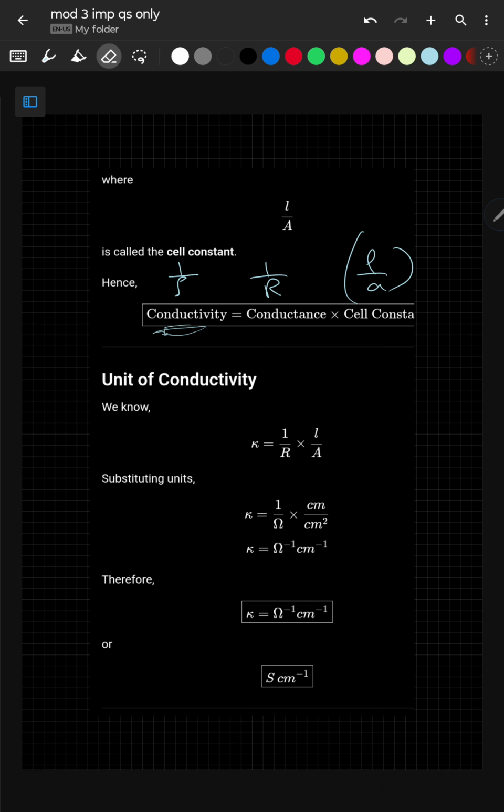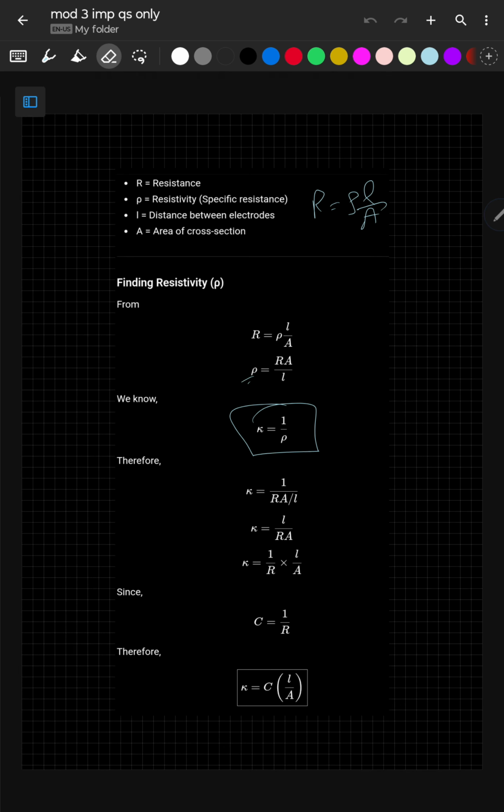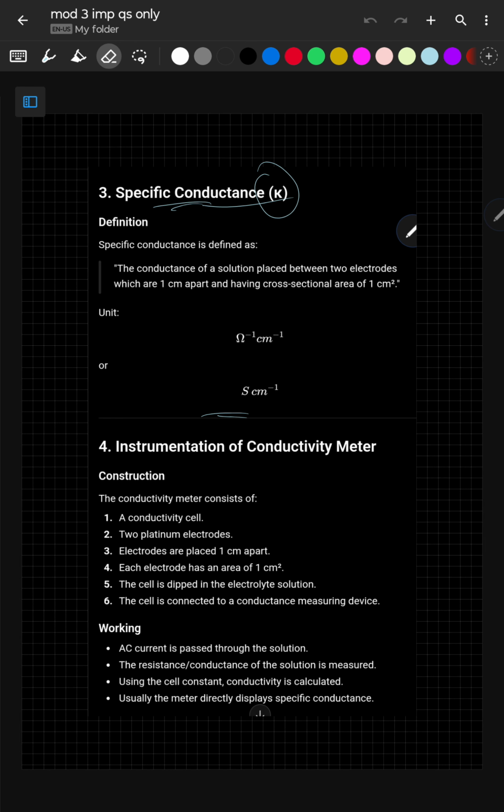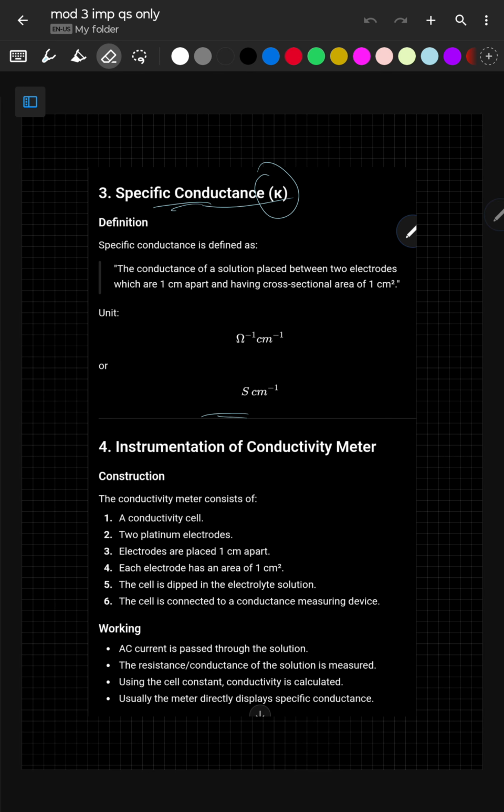Okay, so till here, finding resistivity and all of this, it took us 3-4 pages. It's nothing but this much part only. So don't get stressed by the number of pages.